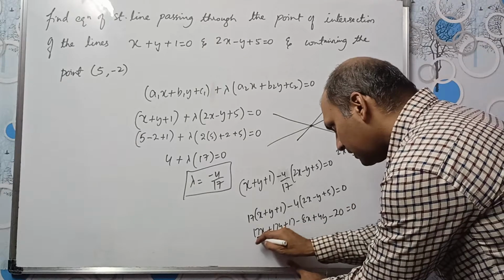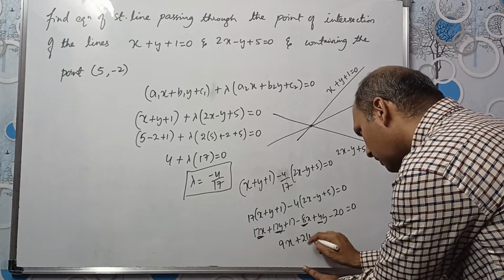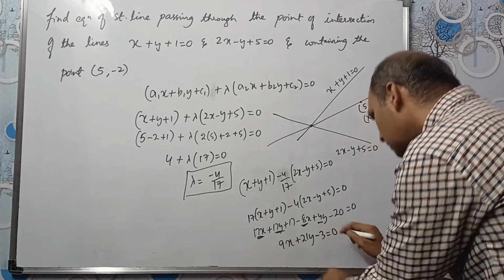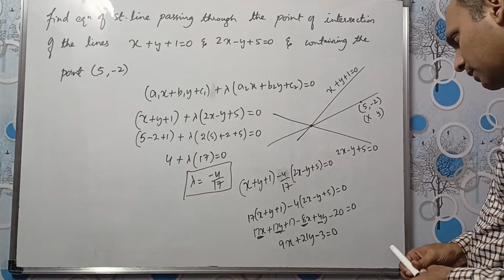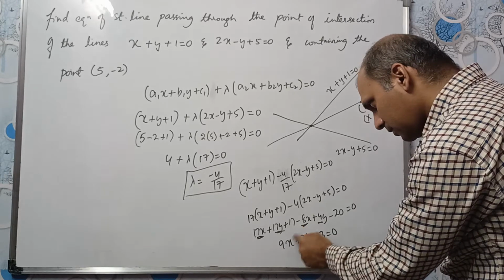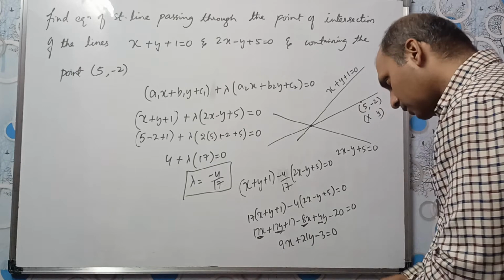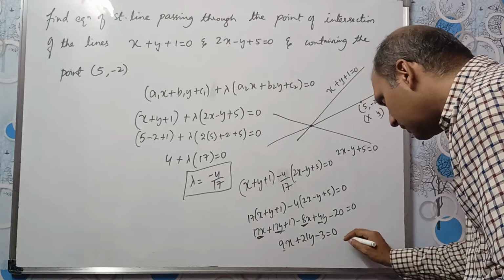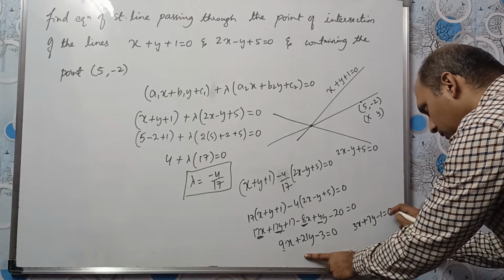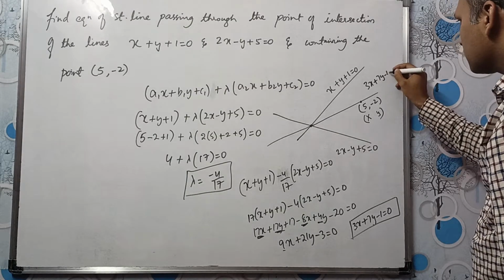17x minus 8x is 9x. 17y and 4y will be 21y. 17 minus 20 is left, so minus 3 is equal to 0. Is everything okay? 17 minus 8 is 9, 17 and 4 we added, 21, 17 minus 20 is minus 3. If we divide both sides by 3, what do we get? We get 3x plus 7y minus 1 is equal to 0. So this is the equation of this straight line: 3x plus 7y minus 1 is equal to 0.